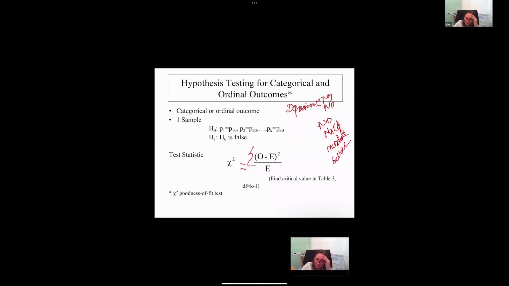Categorical would be, for example, the prognosis of a disease, or let's say after an exam, you pass, you conditionally pass, or maybe fail. It could be three categories. So what we have is pass, conditional, or fail, or depression: no, mild, moderate, or severe.